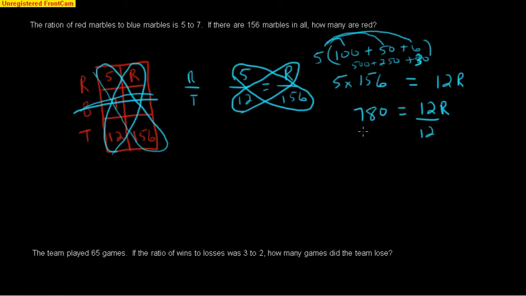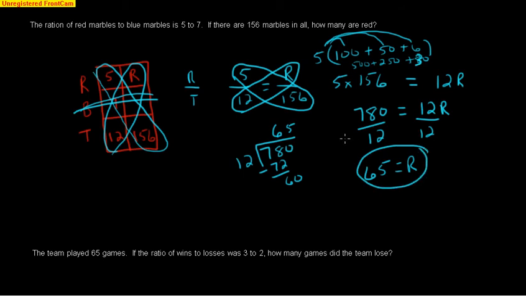Divide by 12, divide by 12. Division's not as easy. This is going to be 65, but just to be certain, don't want to make a careless mistake, 12 times 6 is going to be 72. 12 times 5 is 60. So R is 65. If there are 156 total marbles, there will be 65 red ones. And we could find out how many blue ones there would be then too. It would be whatever 156 minus 65 is. 91.